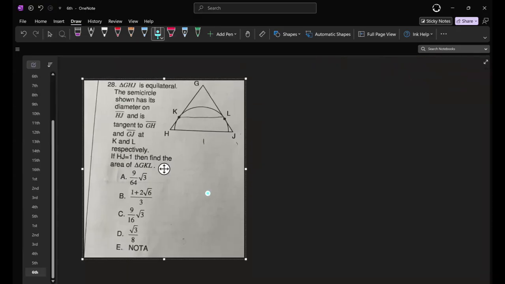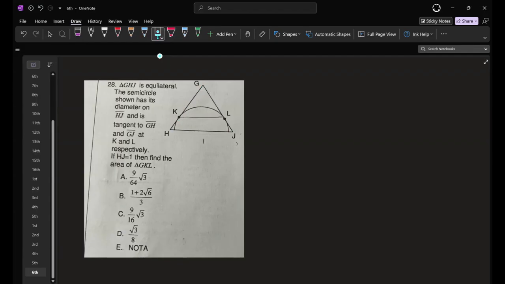So here GHJ is an equilateral triangle. Now the semicircle shown has a diameter on HJ, such that these two sides, GH and GJ, are tangents to the circle at points K and L respectively. If HJ is equal to 1, then find the area of triangle GKL. This triangle's area we have to find out.